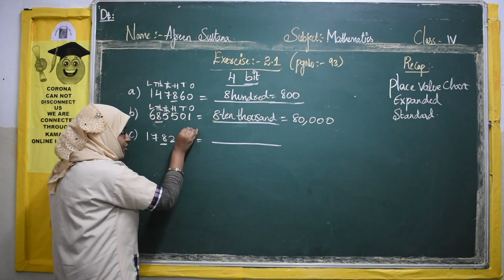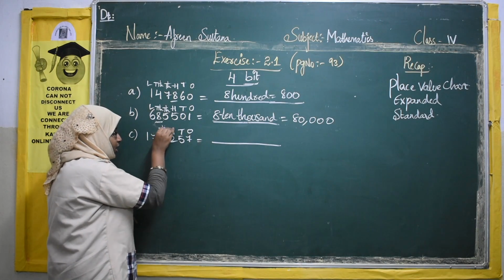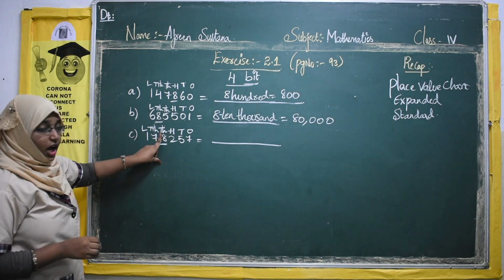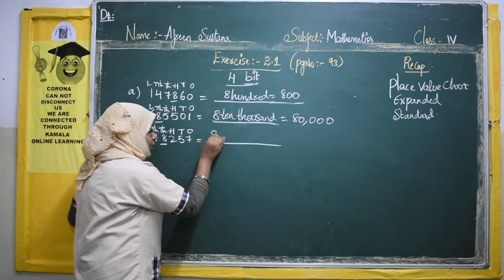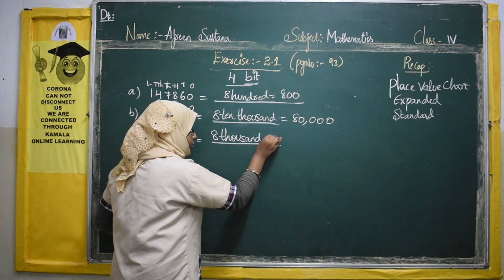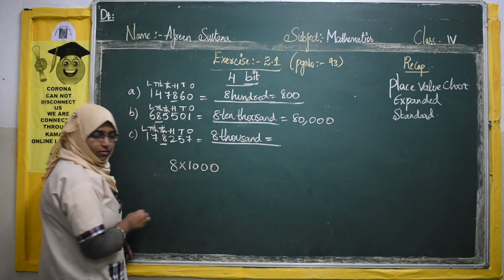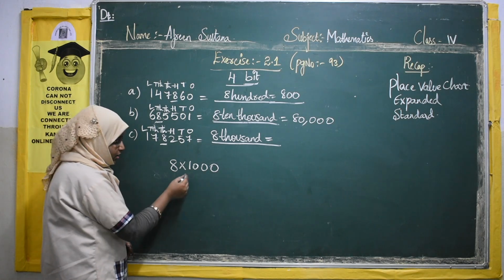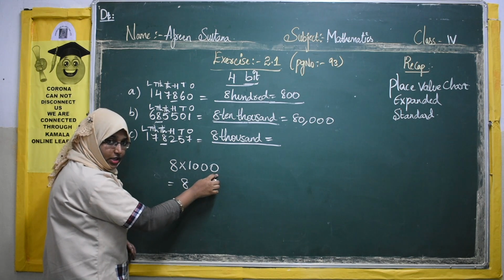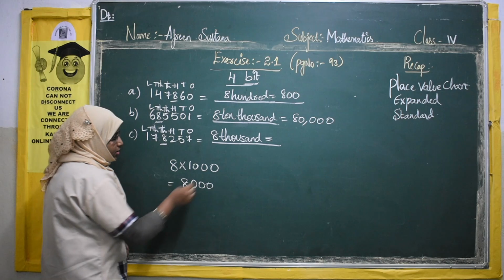Next, third. Again we will write the place values: ones, tens, 100, 1000, 10,000 and here is lakhs. So 8 is in thousands place. 8,000 means 8 into 1000. Now this is a very big number, right? If you know one table again, 8 ones are 8. How many leftover zeros are there? 3. We will write the rest 3 here. 8 into 1000 is 8,000.